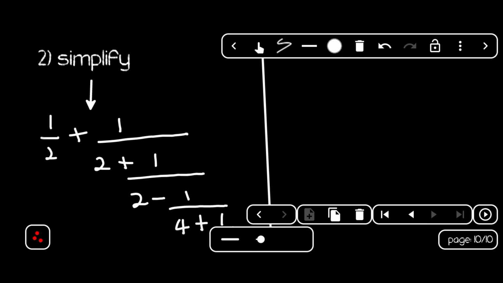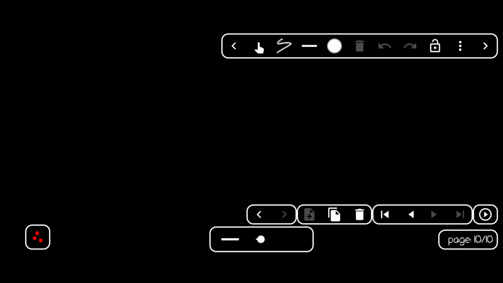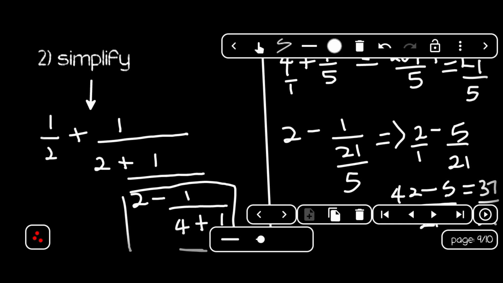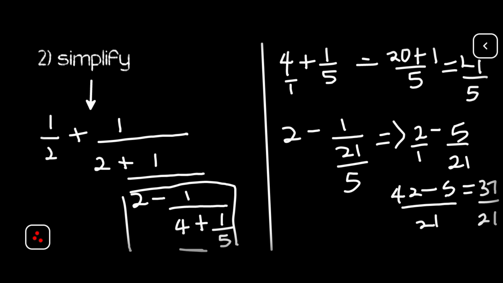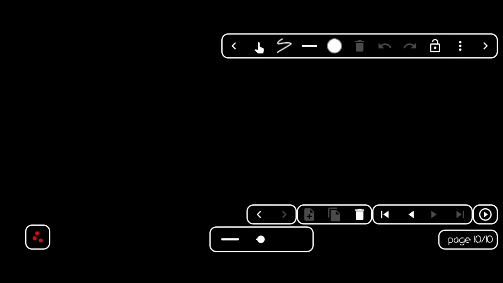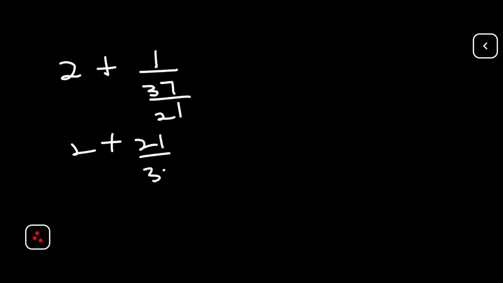So sorry, let me just do something. Okay, so we had, please take note that this is what we want to solve. We've gotten these parts to be 37 over 21. So we have 2 plus 1 all over 37 over 21. So that's what we want to do now. So we're going to solve 2 plus 1 all over 37 over 21. And we know that 1 divided by 37 over 21 is the same thing as 21 over 37. So we have 2 plus 21 over 37.